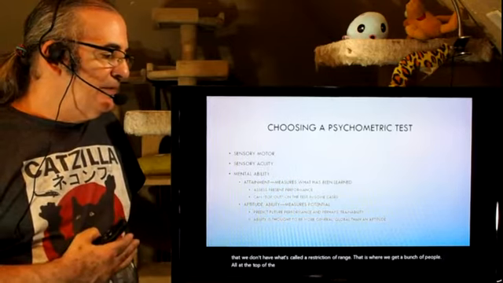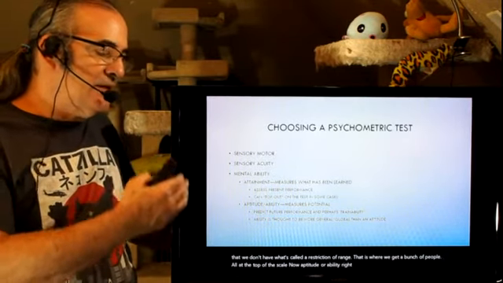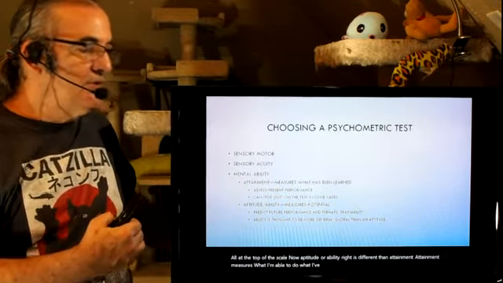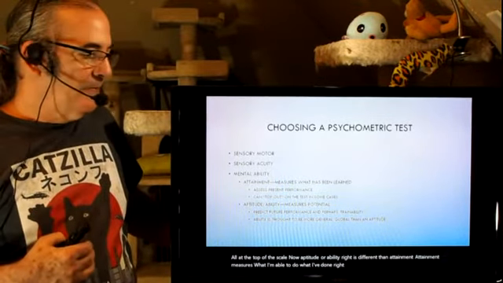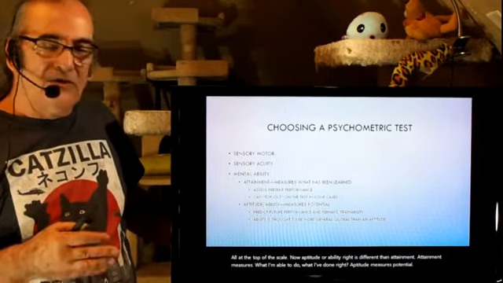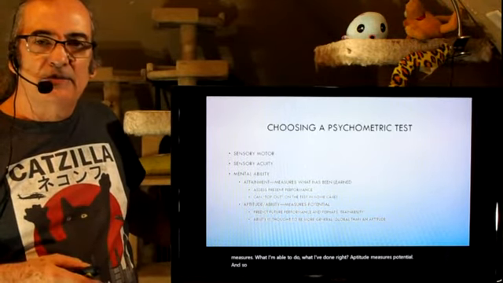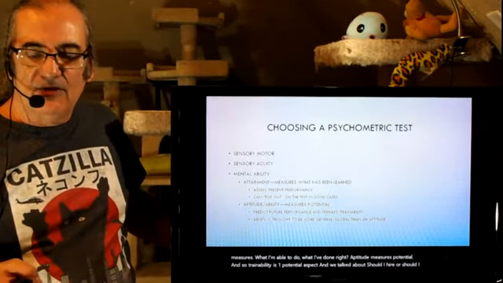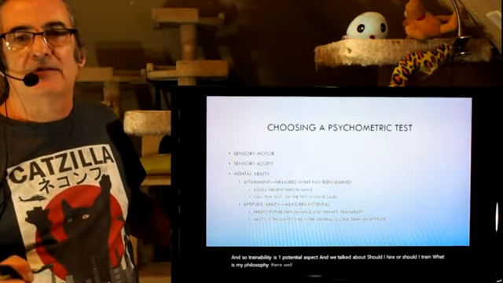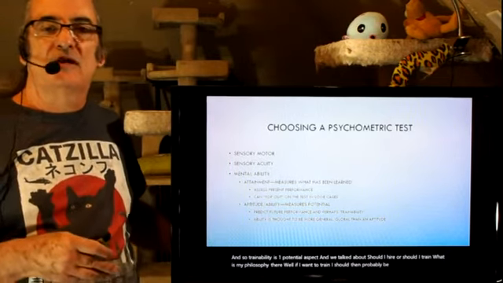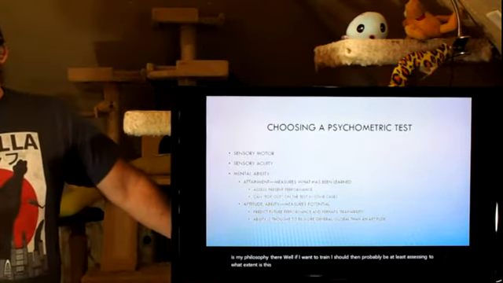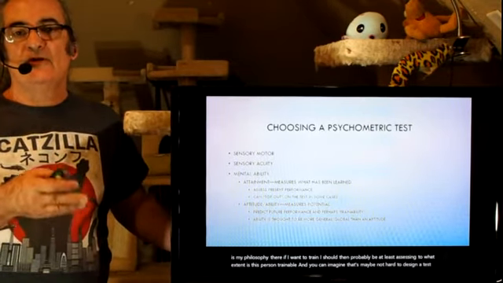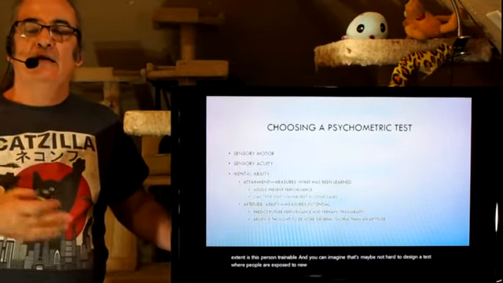Now, aptitude or ability, right, is different than attainment. Attainment measures what I'm able to do, what I've done, right? Aptitude measures potential. And so trainability is one potential aspect, and we've talked about should I hire or should I train? What is my philosophy there? Well, if I want to train, I should then probably be at least assessing to what extent is this person trainable. And you can imagine that's maybe not hard to design a test where people are exposed to new information and see how quickly they learn it.